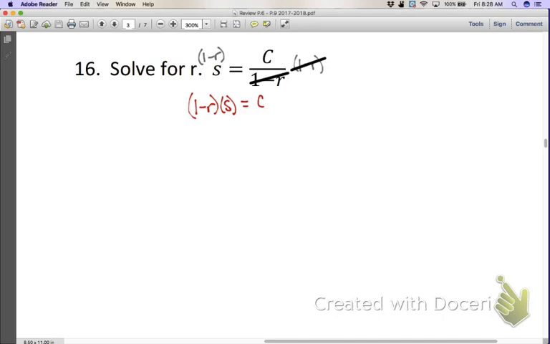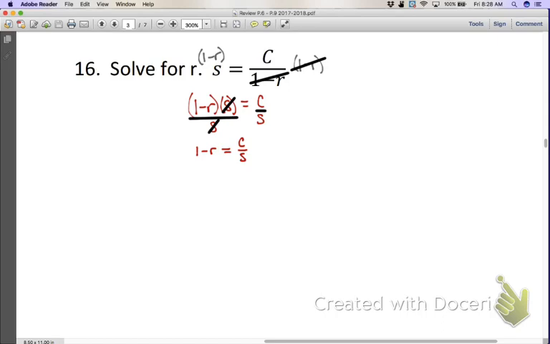Does that make sense? So if I have 1 minus r times s, now how am I going to get the s over to the other side? Divide it. So if I divide both sides by s, gone and gone. So I have 1 minus r equals c over s. Now it just becomes a simple addition or subtraction, however you want to look at it.